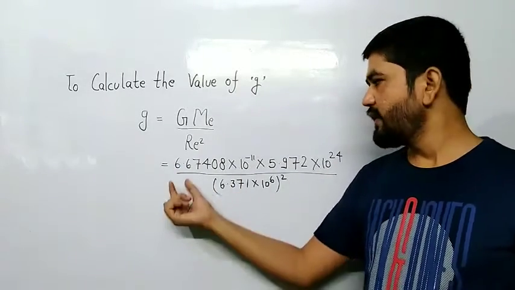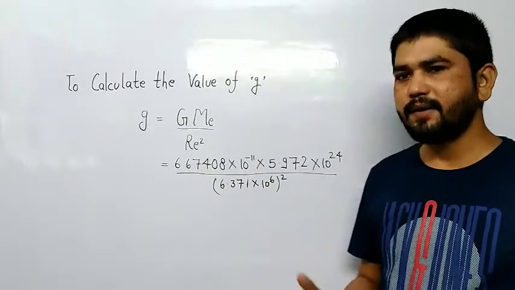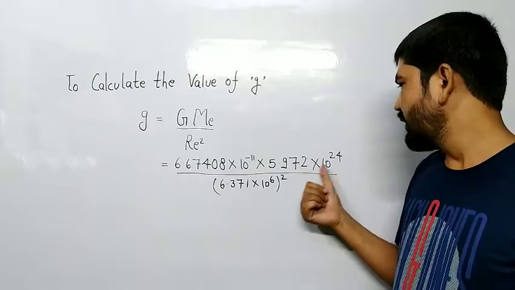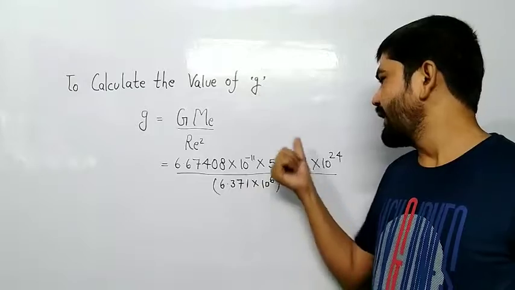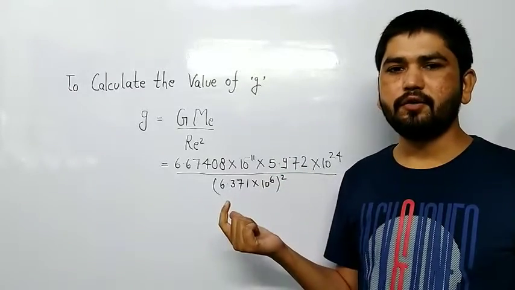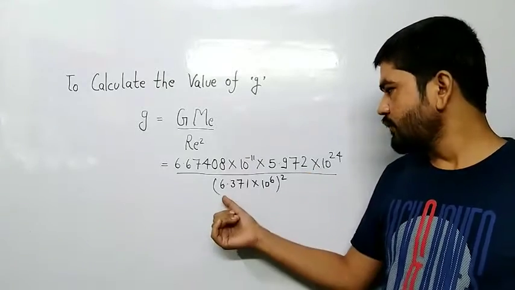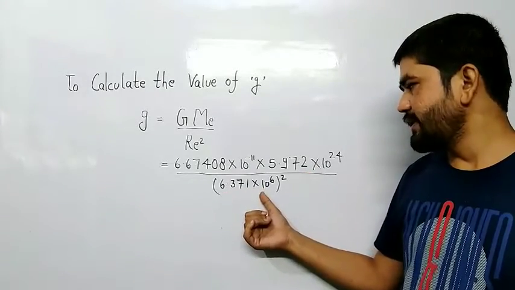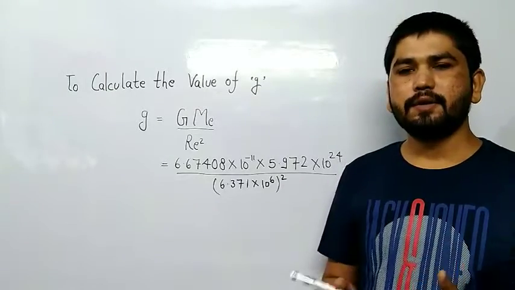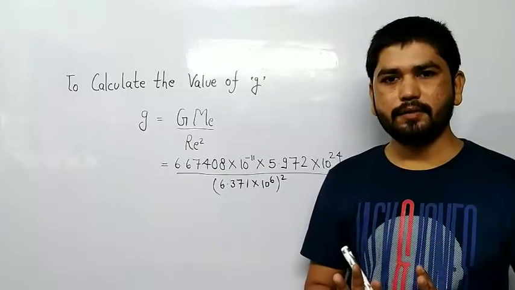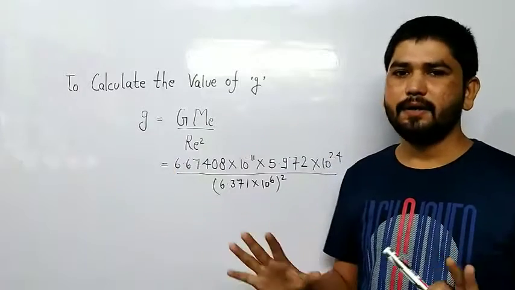Okay guys, so we have written 6.67408 into 10 to the power minus 11, and the mass of earth is 5.972 into 10 to the power 24. Sometimes you can see the mass is also written as 6.0 into 10 to the power 24. Why? Because it is 5.972, so no need to be confused. Here 6.371 into 10 to the power 6, and sometimes you will see the radius of the earth written as 6400 kilometer, but this is the exact value because we are going to calculate the value of small g.